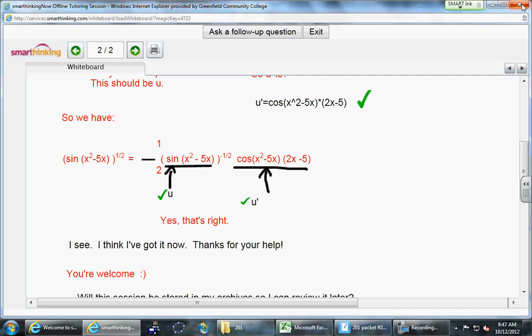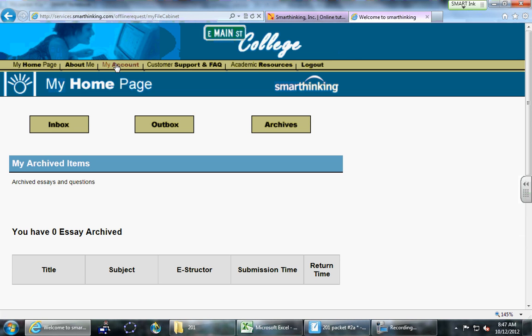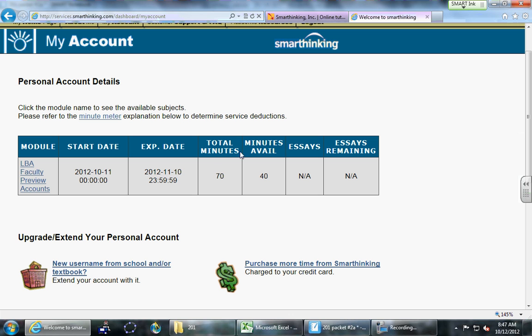So here's what you have available to you. If I go up here to my account, it will tell me that I was given a total of 70 minutes to use. I have used a total of 30, so I have 40 minutes available. Every GCC student has been given a total of 5 hours of tutoring time. Everybody, 5 hours of tutoring time.